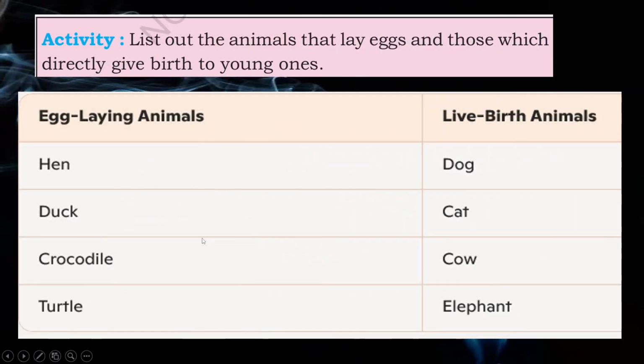Activity. List out the animals that lay eggs and those which directly give birth to young ones. Egg-laying animals: hen, duck, crocodile, and turtle.